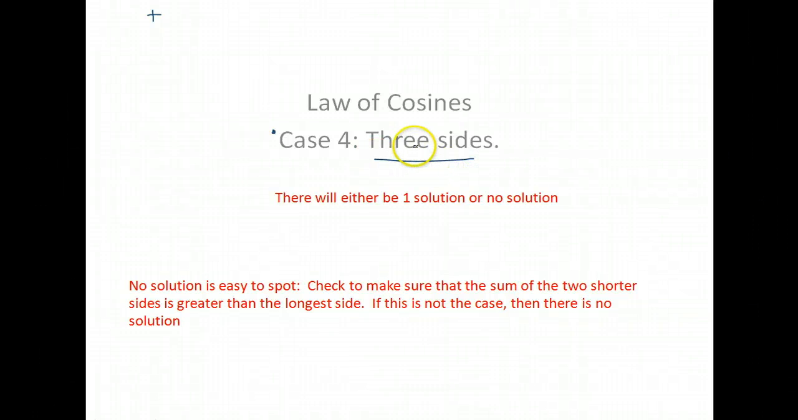When you have three sides given to you and you're asked to find the three missing angles. Okay, now in this case, you can have either one solution or no solution. But it's fairly easy to check for no solutions. If you remember from geometry, there's a way we can tell if three sides will make a triangle. And that is that any two sides have to add to be longer than the third side.